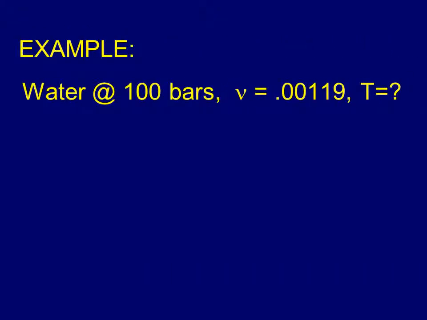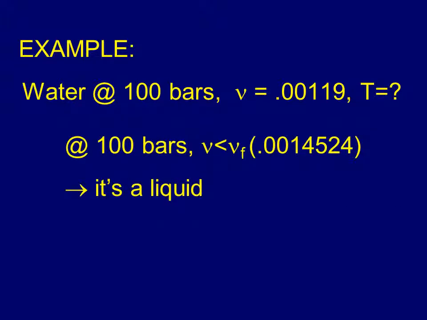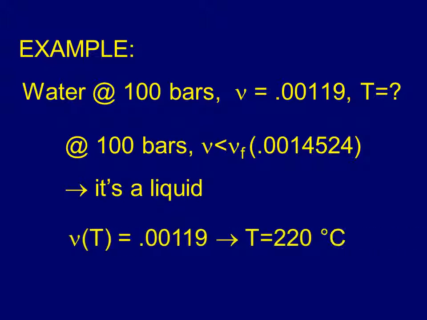Let's take another example. Let's suppose now we have water at 100 bars and the volume is 0.00119. We want to find the temperature. Well, first, you have two properties, T and P. First you have to determine the state of the substance. Is it a liquid, a vapor, or a mixture? So we look at 100 bars at the saturated liquid value, and find that our volume is lower than that. So we know we're in the region where it is a liquid.